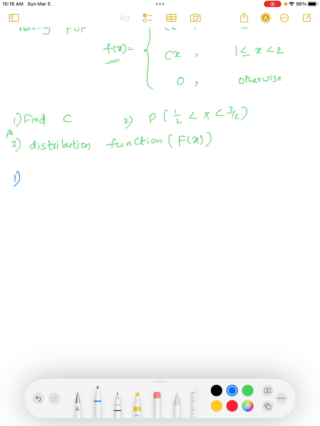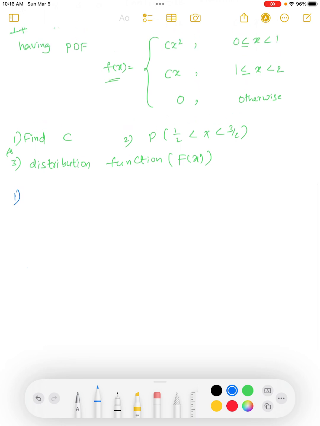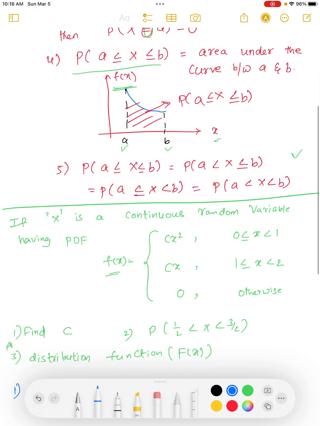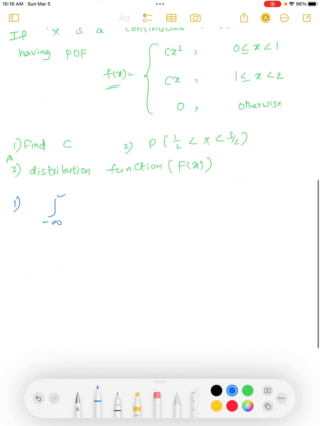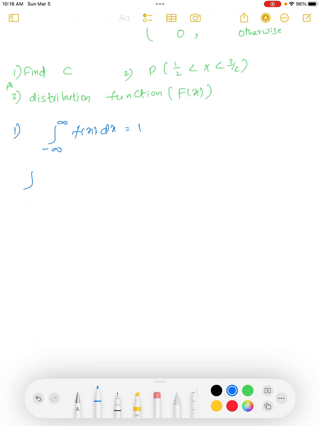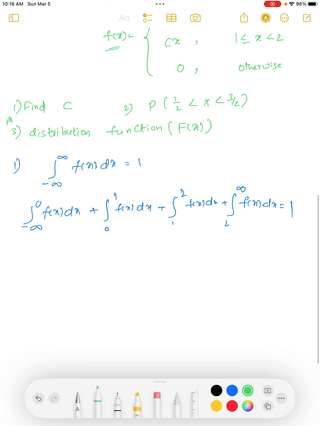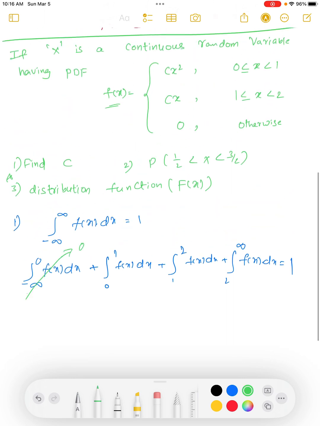Find c. From the second condition, the integral from minus infinity to plus infinity of f of x dx equals 1. I can write it as the integral from 0 to 1 of f of x dx, plus from 1 to 2 of f of x dx, plus from 2 to infinity of f of x dx, equals 1. From the distribution, the first and last parts are 0.